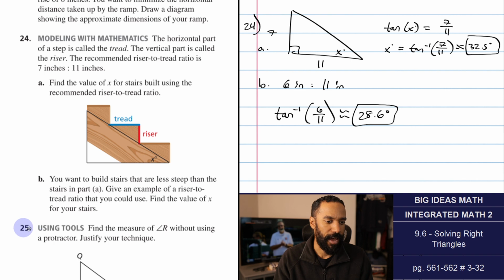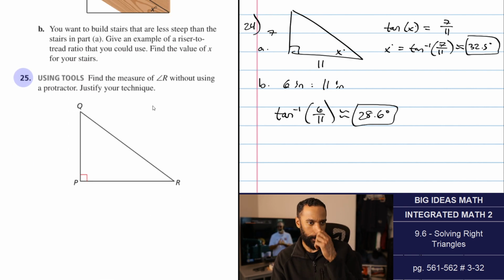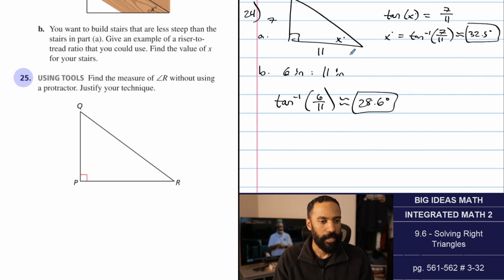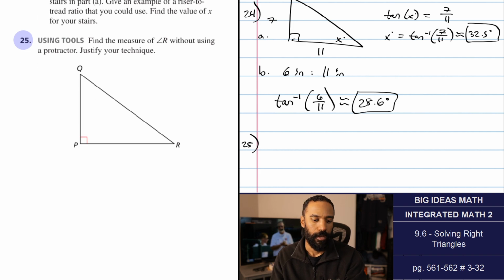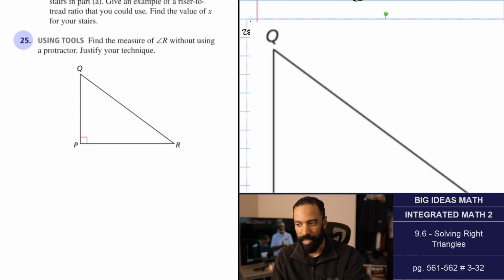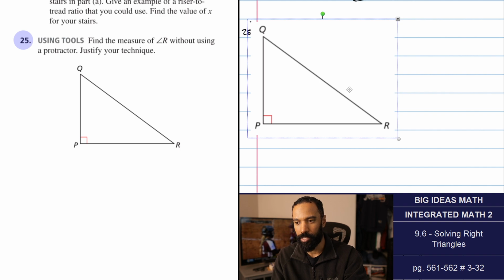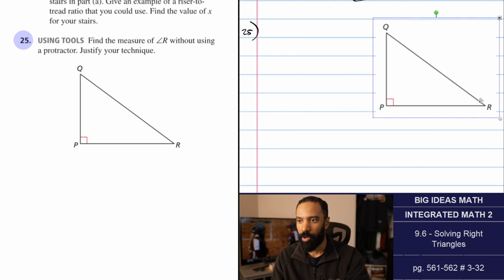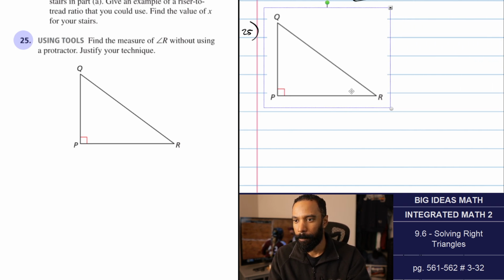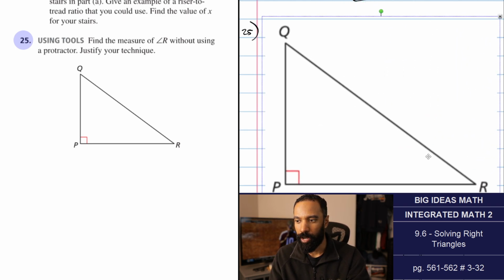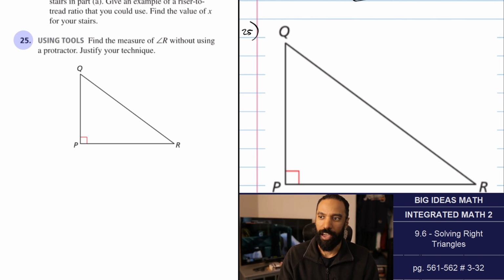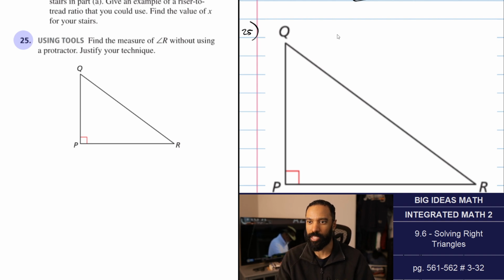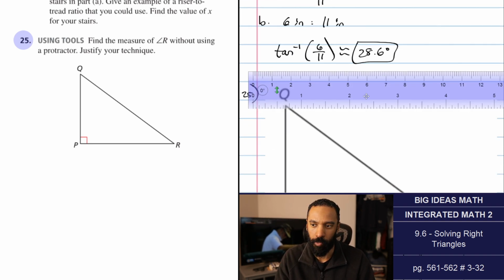All right. Number 25, using tools. Find the measure of angle R without using a protractor. Justify your technique. What? Oh, okay. I guess I can use a ruler. So a protractor, if you guys know, is what you can use to find exact angles of something. You can line it up here and say, oh, look, that's a 28-degree angle. No. Okay. Instead, let's use a ruler. Let me keep it bigger for now so I have less rounding error. I have better precision with my ruler now. It doesn't matter what the size actually is. Yours is going to be different than mine.